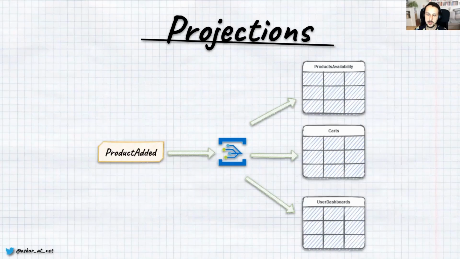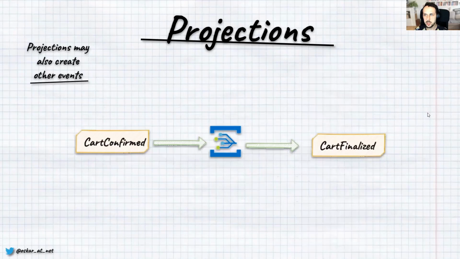The specific thing about projections is that, as I mentioned, the same event can be interpreted totally differently. So, for example, product added will update the product's availability. It will update the shopping cart details and, for example, some dashboard or some other views. And projections technically can also result in additional events, because it's not set where we should be storing those results of the projections. Technically, we can use projections to also generate files like PDFs, etc.